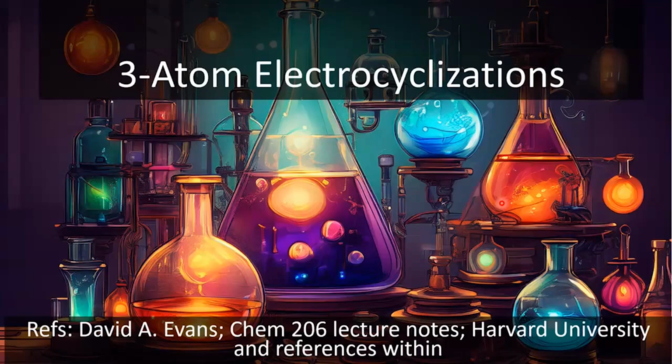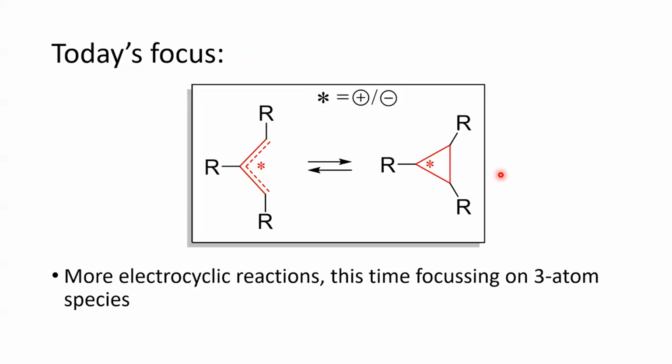Hello, I've been away teaching and I'm feeling a bit rusty, but I'm back to talk about 3-atom electrocyclizations. Today's focus is predominantly going to be this reaction shown here, where we have a 3-atom pi system with either a positive or a negative charge undergoing cyclization to give a cyclopropane species.